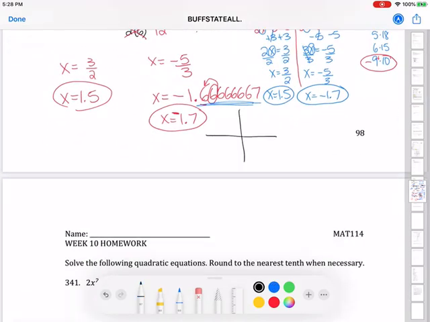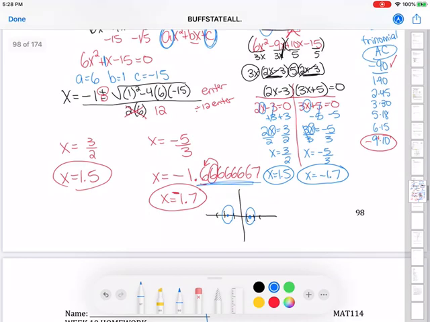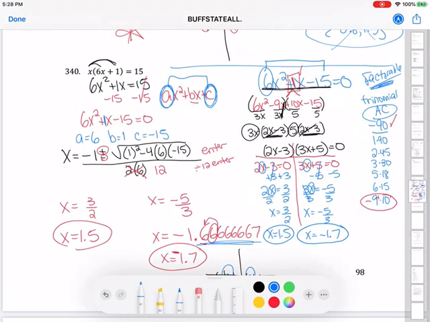Now you could also, real quick before we end, check this one in your calculator. Make sure it crosses the x-axis at 1.5, so right here, and at negative 1.7, so about right here. If you do plug it in your calculator, it does check out and all is good.